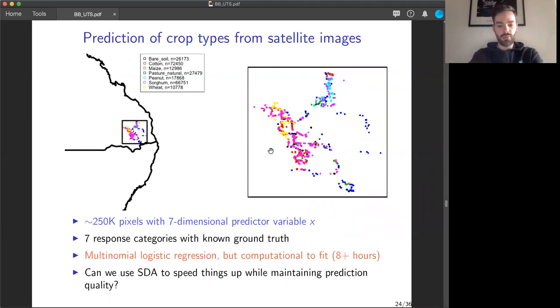some known ground truth. And in that case, it's a little bit confusing, but we also have 7 explanatory variables in this model. So what we want to do is a multinomial logistic regression. You could do it, but in that case, it will take a bit over 8 hours. So a question that we ask ourselves is, can we use symbolic data analysis to keep the same level of prediction accuracy, but also speed things up?